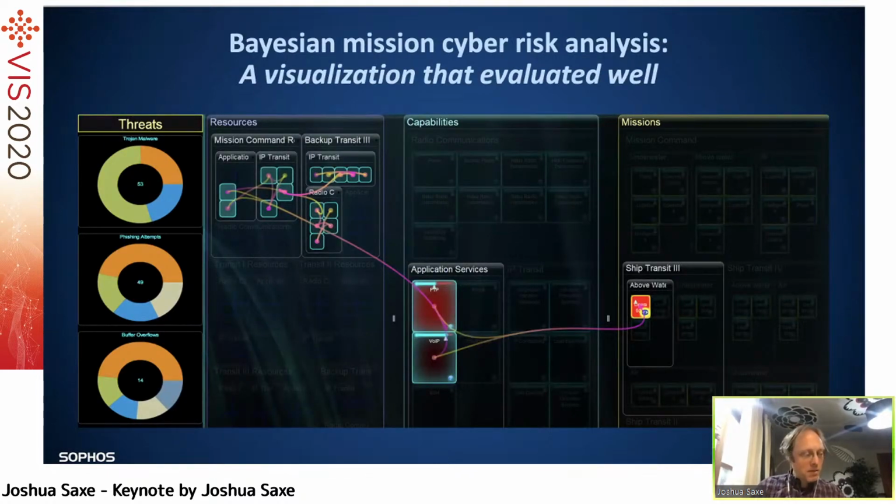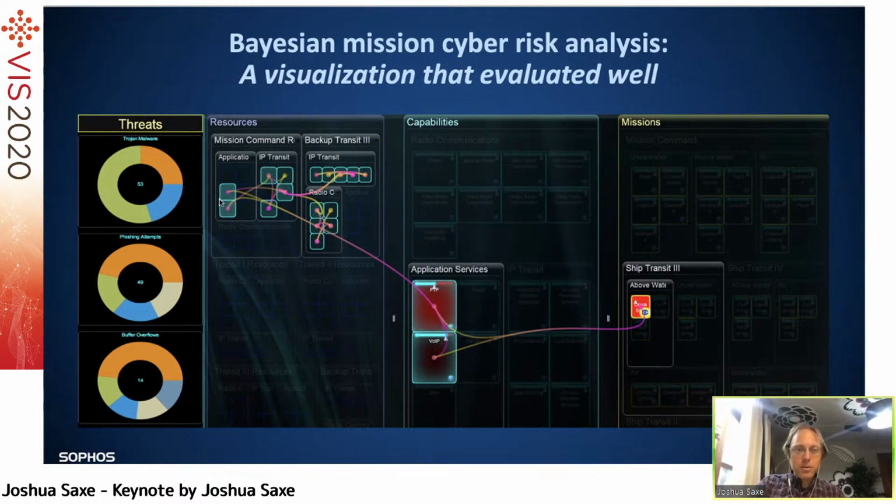Here's an example where I fell into this trap, I would say. So this is a cyber situational awareness visualization that I developed in a military context. So the model given by this visualization is you have cyber threats that threaten the physical resources of an enterprise. Those resources enable capabilities like video chat, and those capabilities enable missions to be successful, like transiting a ship across the Pacific. And now under the hood, this is a Bayesian network.